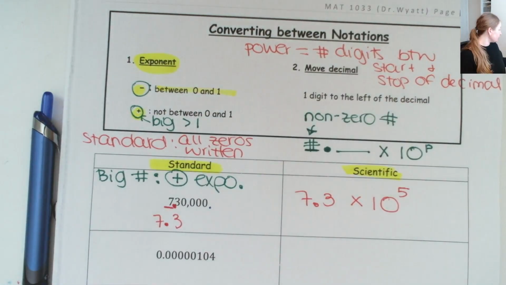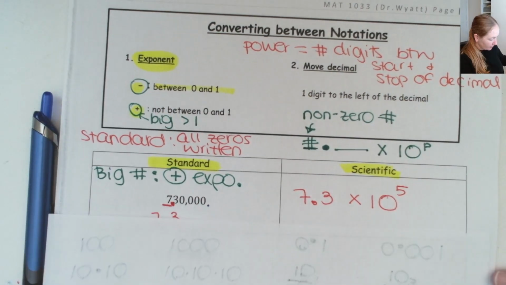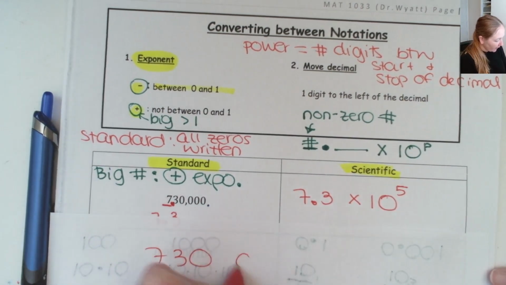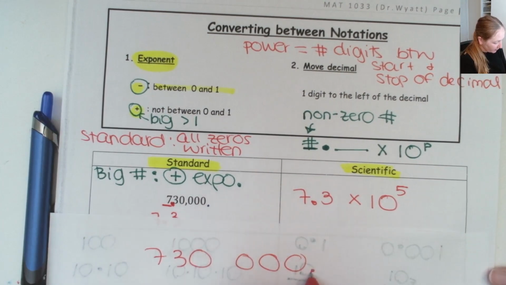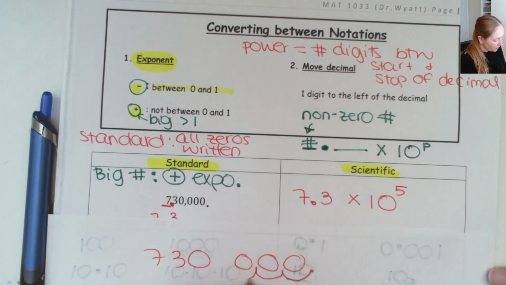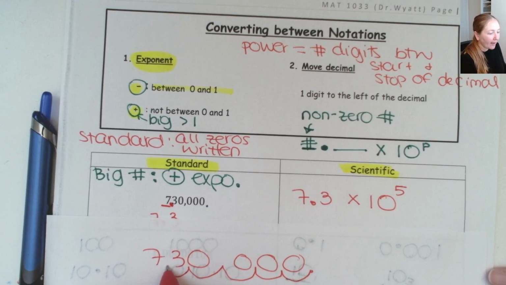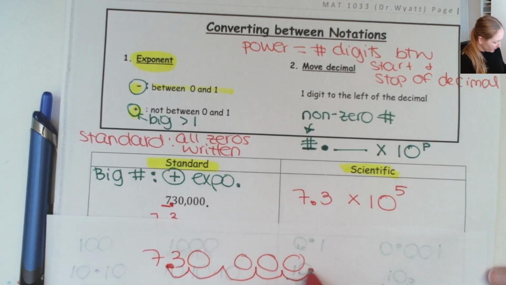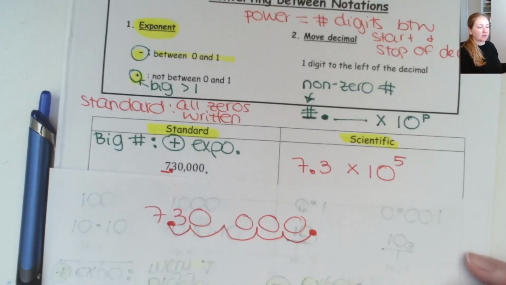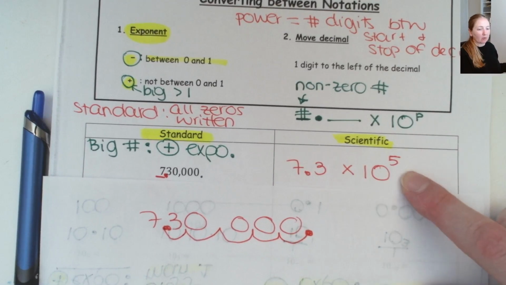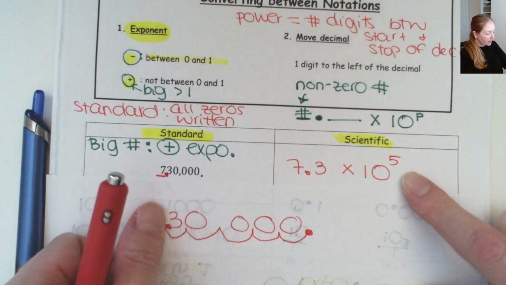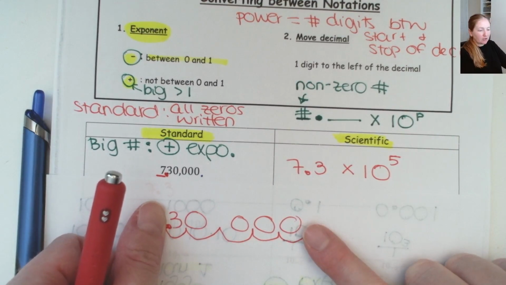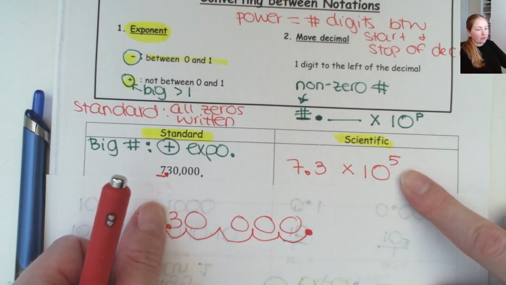Now, another way you can do this is you can do the little loop-de-loop if that makes you feel better. You can definitely do that. So I always do the loop-de-loop. So my decimal starts here. So I go 1 digit, 2, 3, 4, 5. So that is 5 digits that I'm moving. So that means my power, my exponent, will be 5. Okay. And again, you can also just count them. You can go, okay, so it's 5 digits there. So that means my power is going to be 5.